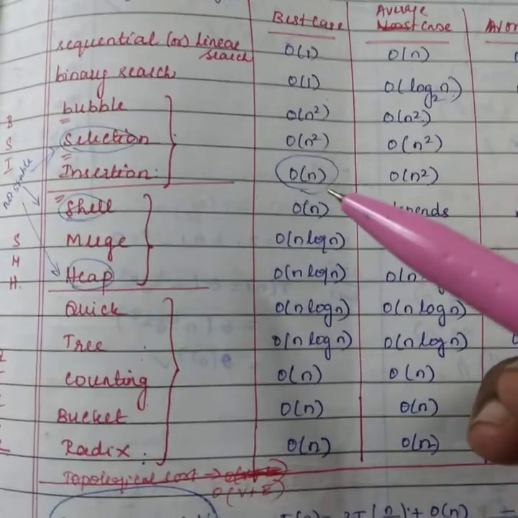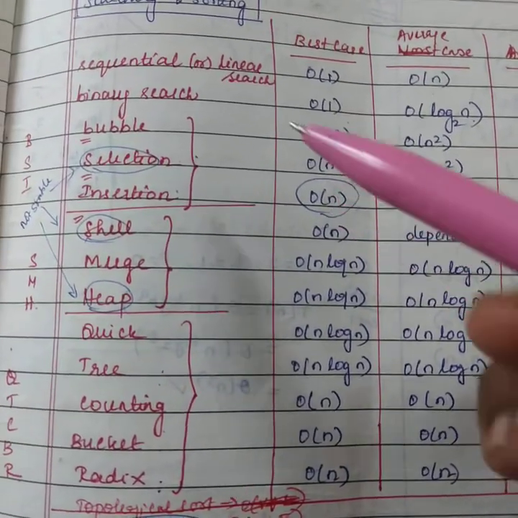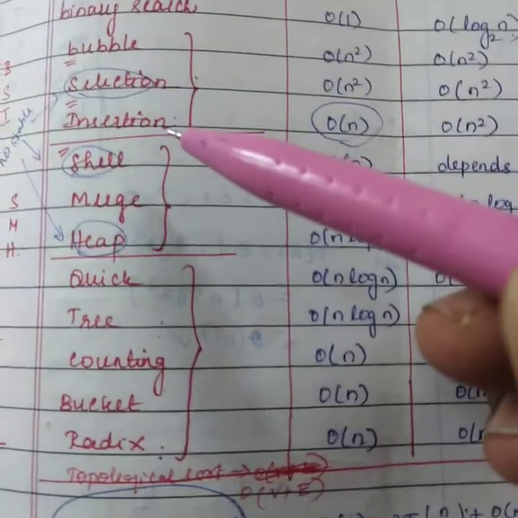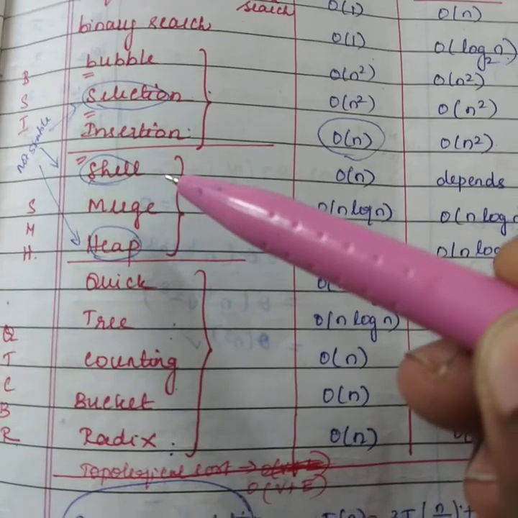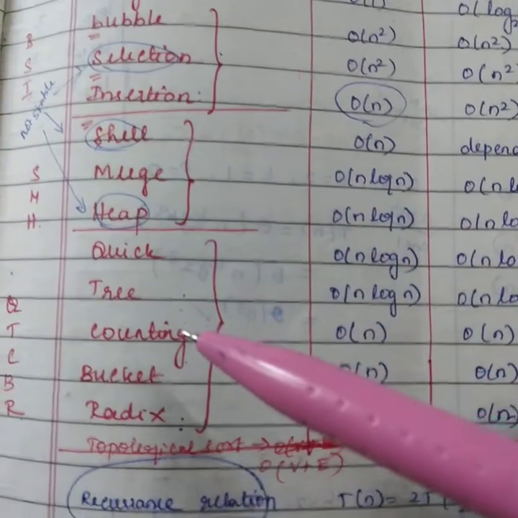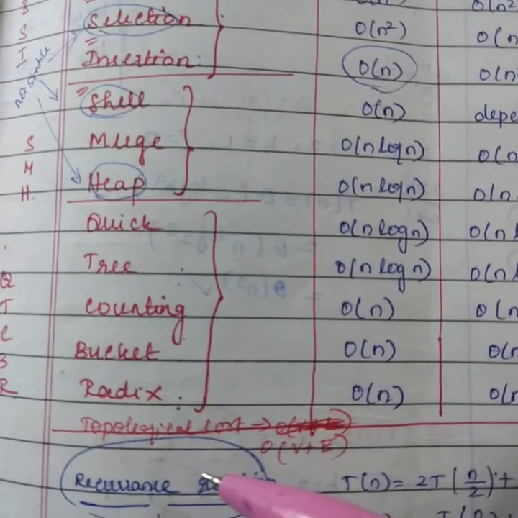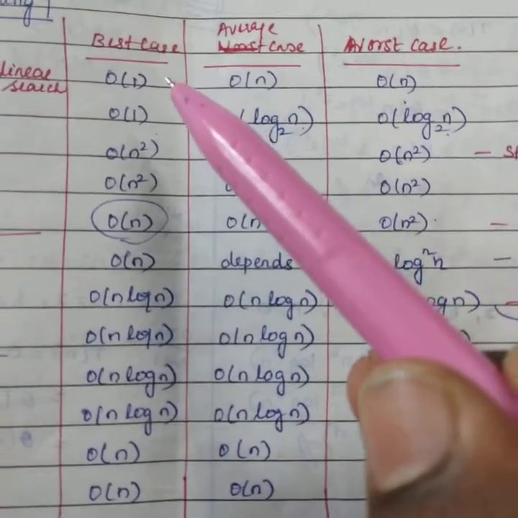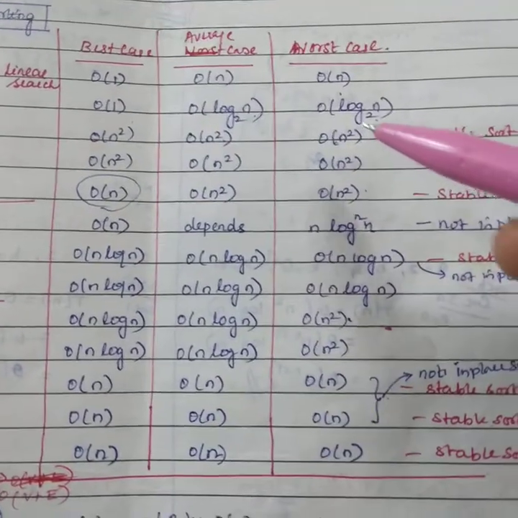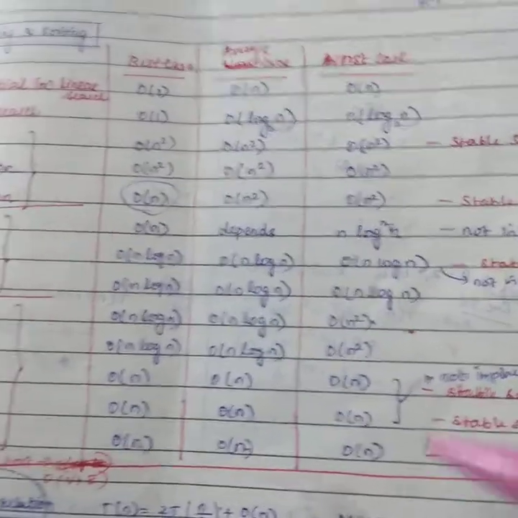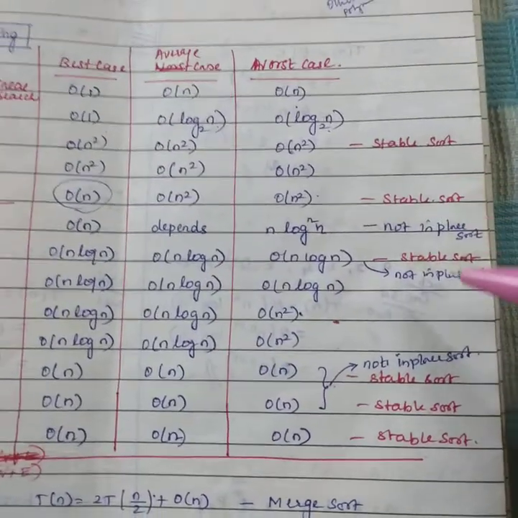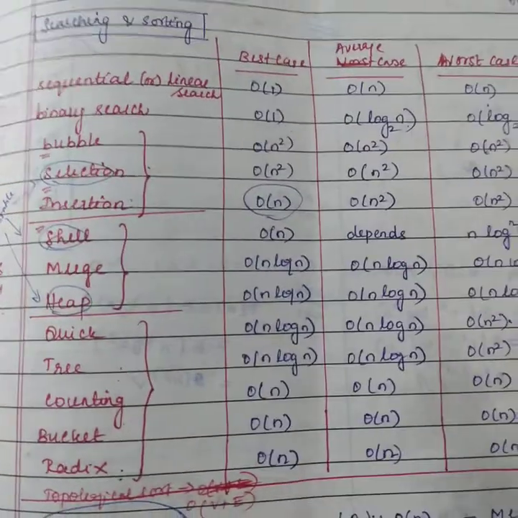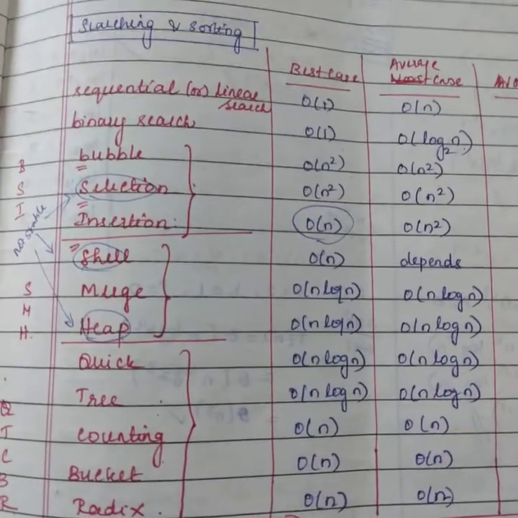Now here we will be seeing some 12 sorting algorithms, searching and sorting: sequential, binary, bubble sort, selection sort, insertion sort, shell sort, merge, heap, quick, tree, counting, radix, bucket, topological, okay. And here the time complexities are best case, average case, and worst case. Among these 12, few are stable sorts, few are in place sorts, and few are not in place sorts. We will be seeing about all these things in detail in the next few lectures.